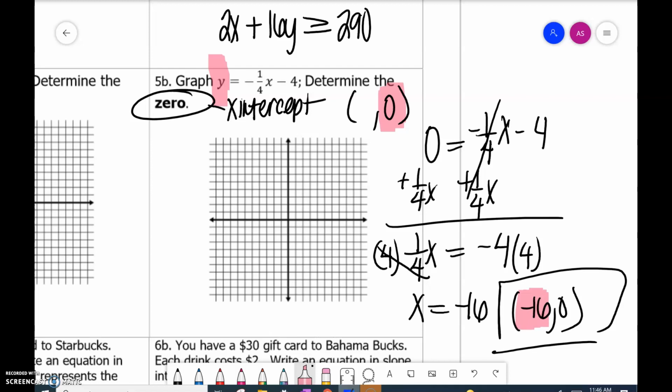Now when I graph it, we know that our slope is negative 1/4. Our y-intercept is negative 4. So I'm going to start at negative 4, which is here. And I'm going to go down 1/4 each time. So down 1/4. And then I have some points I can still put on my left side. So I'm going to do the opposite and go up 1/4 each time. Okay, and that's all that can fit on this graph.